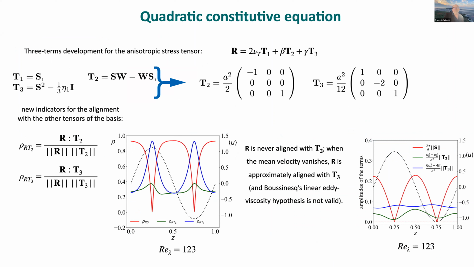We can also consider a quadratic development, and look at the other terms. This graph on the left seems a bit complicated, but in fact it's very simple. The red curve is the alignment indicator with S. The blue curve is alignment with T2. The green one is alignment with T2, and the blue one alignment with T3. So we see that the green one is never very high, so we never have pure alignment with T2. And we see that when the red one is small, then the blue one takes the lead, showing that, in fact, in these special situations, there is alignment with T3.